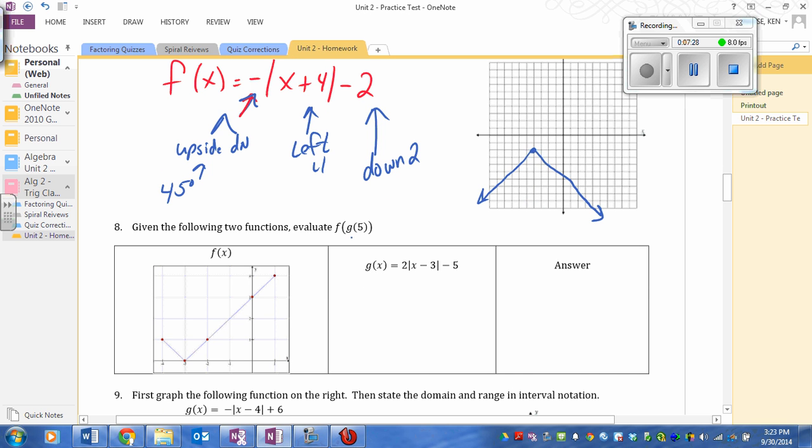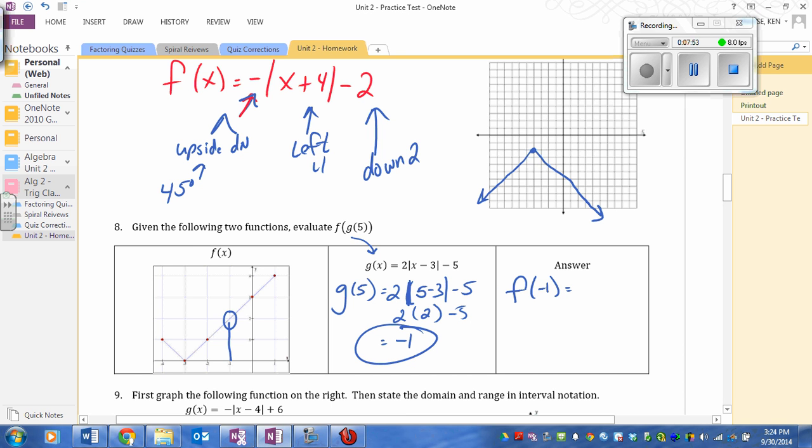Alright, so the first thing I'm going to do is g of 5. So g of 5 is equal to 2 times the absolute value of 5 minus 3, minus 5. Well, that's just 2. So that's 2 times 2 minus 5, which is equal to negative 1. So now I want to do f of negative 1. Well, here's negative 1, and there's my value, 2. So f of negative 1 is 2. So f of g of 5 is equal to 2.